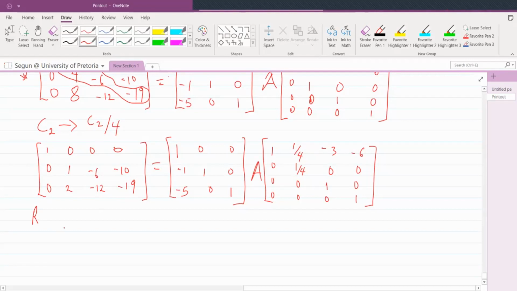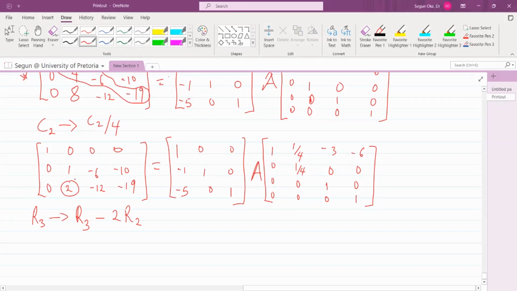Let's continue. Okay. I know what you mean by row, but as for me, I will start from row 3. Row 3 will be row 3 minus 2 row 2. Simple. Why? Because I know I need to make this particular 2 to be 0. How do I know? Because I know some of you are asking questions. Remember, we are looking for the identity matrix, just to make some particular element to be 0.